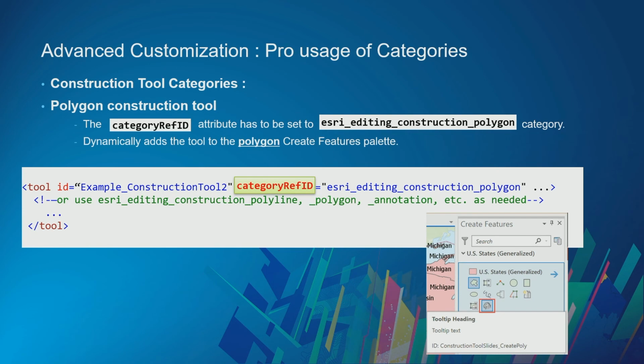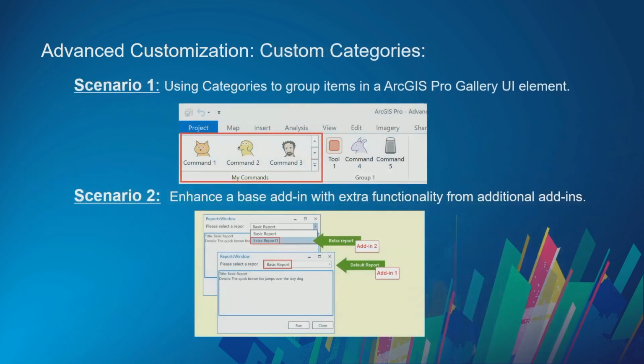Similarly, this is the DAML definition of a polygon tool. Here you can notice that the category ref ID is set to Esri editing construction polygon, and this allows this tool to be displayed in my polygon palette. Okay, so now let's create some custom categories. I'm going to demonstrate this by using two scenarios. In scenario one, I'm going to use categories to group my items into an ArcGIS Pro gallery element. And in scenario two, I'm going to enhance a base add-in with extra functionality from additional add-ins.